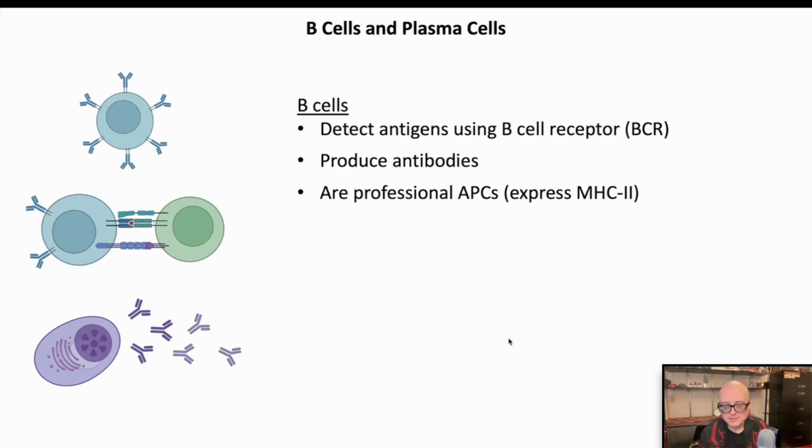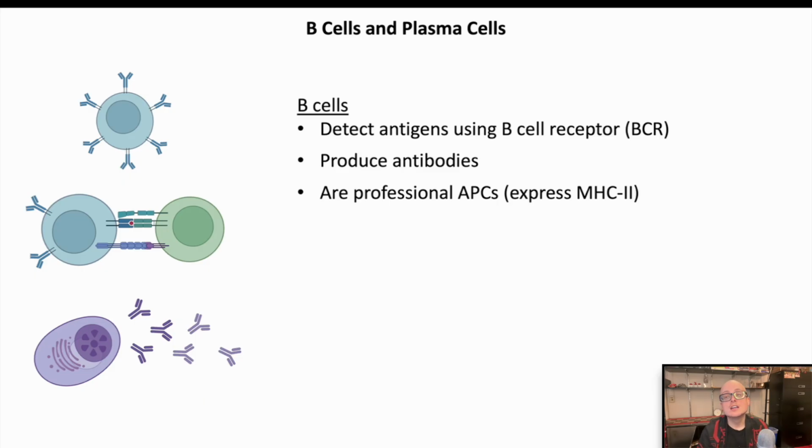We'll say much more about this in lectures to come, but for right now, you should really just be associating antibody production with B cells. And another major point about B cells, which may be a little bit surprising, is that they are also professional APCs. Even though they are lymphocytes and they themselves recognize antigen, they also express MHC class II, and therefore not only can they recognize antigen, they also present antigen specifically to T helper cells, CD4 T cells.